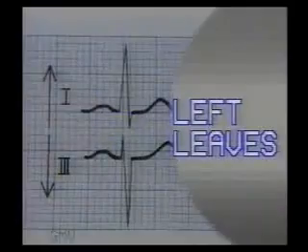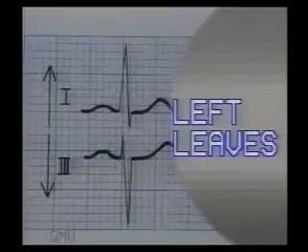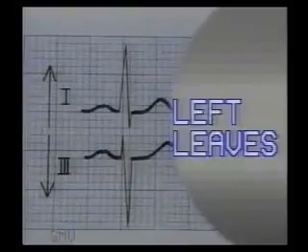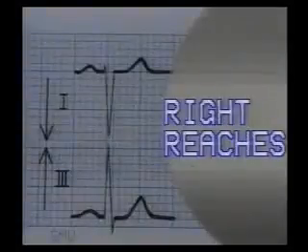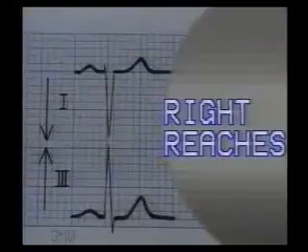Imagine lead 1 above and lead 3 below. The QRS complexes seem to leave one another in left axis deviation, that is left leaves, and QRS complexes seem to reach each other in right axis deviation, that is right reaches.